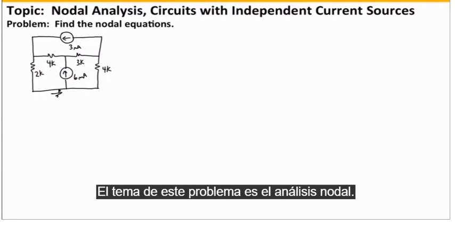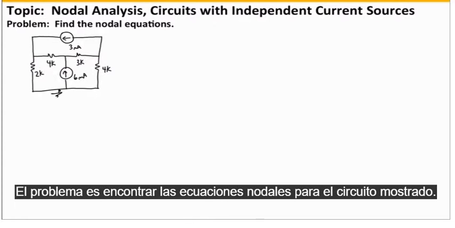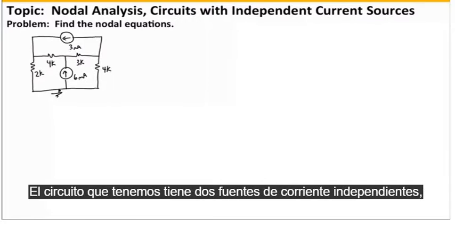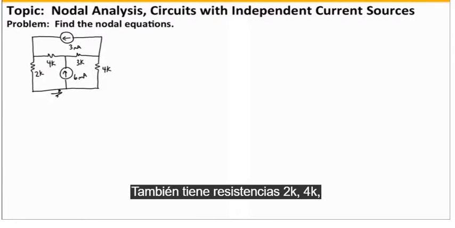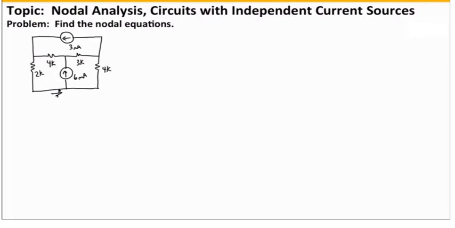The problem is nodal analysis. In this problem, we're going to work with circuits with independent current sources in them. The problem is to find the nodal equations for the circuit shown. The circuit that we have has two independent current sources in it, a 3 milliamp and a 6 milliamp source. It also has resistors 2K, 4K, 3K, and another 4K on the right-hand side of the circuit.